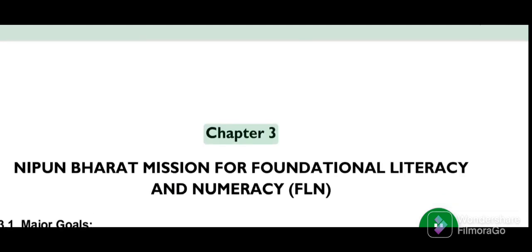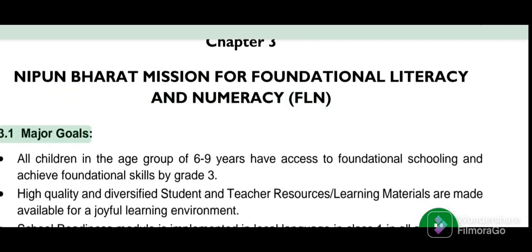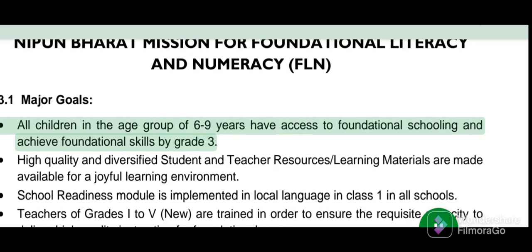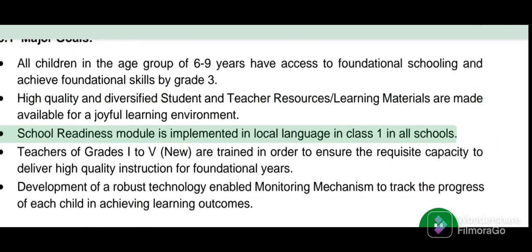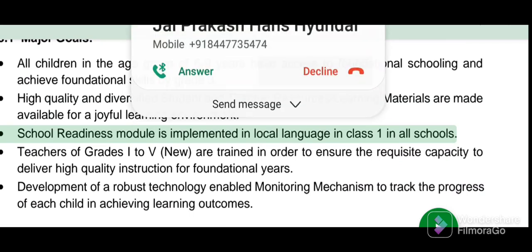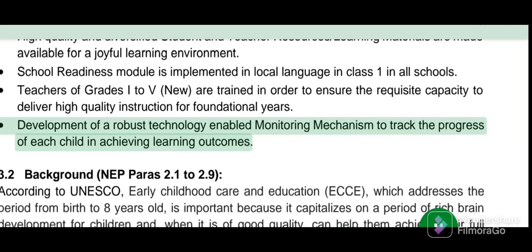Chapter 3. Nipun Bharat Mission for Foundational Literacy and Numeracy, FLN. 3.1 Major Goals. All children in the age group of 6 to 9 years have access to foundational schooling and achieve foundational skills by grade 3. High quality and diversified student and teacher resources and learning materials are made available for a joyful learning environment. School readiness module is implemented in local language in class 1 in all schools. Teachers of grades 1 to 3 are trained in order to ensure the requisite capacity to deliver high quality instruction for foundational years. Development of a robust technology-enabled monitoring mechanism to track the progress of each child in achieving learning outcomes.